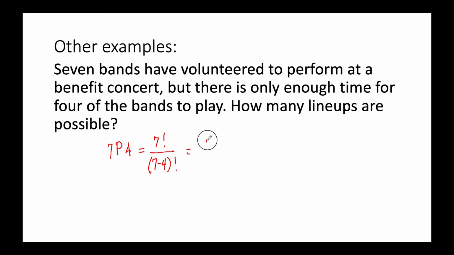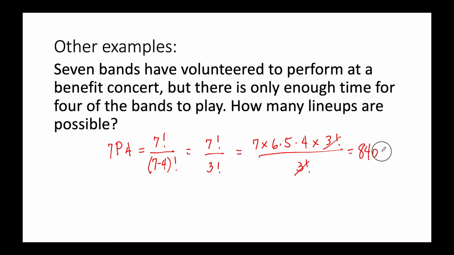Or that would be 7 factorial all over 3 factorial, or that's 7 times 6 times 5 times 4 times 3 factorial all over 3 factorial. Canceling 3 factorial, we will have 840. So there are 840 ways to arrange 4 bands out of 7 bands that we have for a concert or for the lineups of the concert.